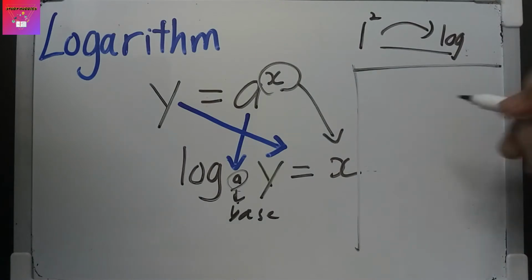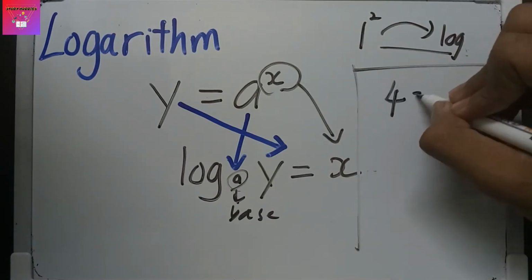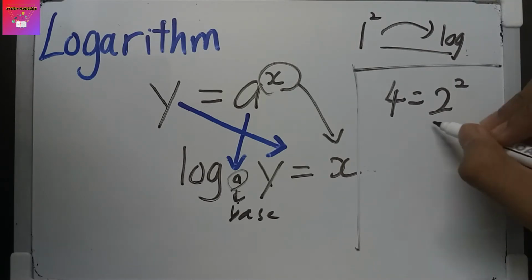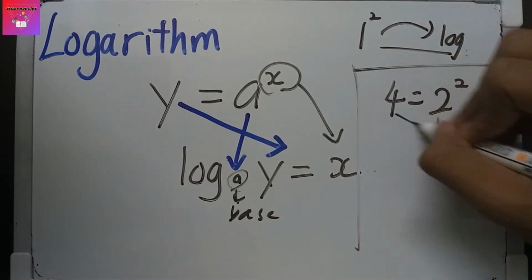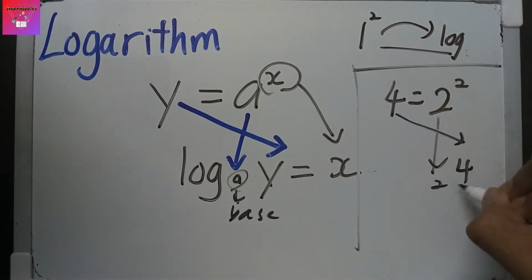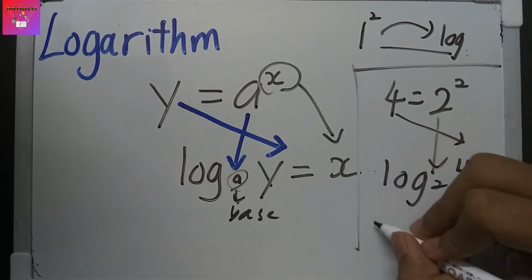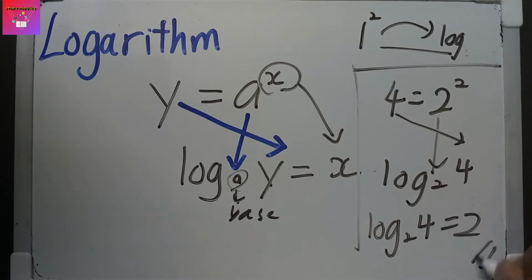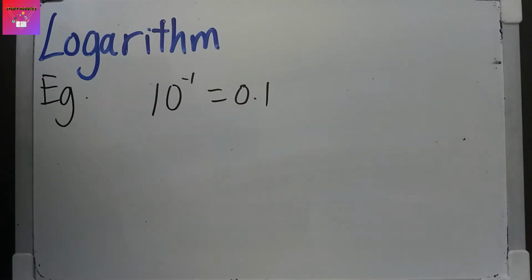Okay, so let's take an example. Let's say I'm taking 4 equals 2 squared. How am I going to convert this to logarithm method? The same thing. So log 2 of 4 is equal to 2. Now we'll be looking at a few examples so that you can understand this much clearer. So let's look at our first example.